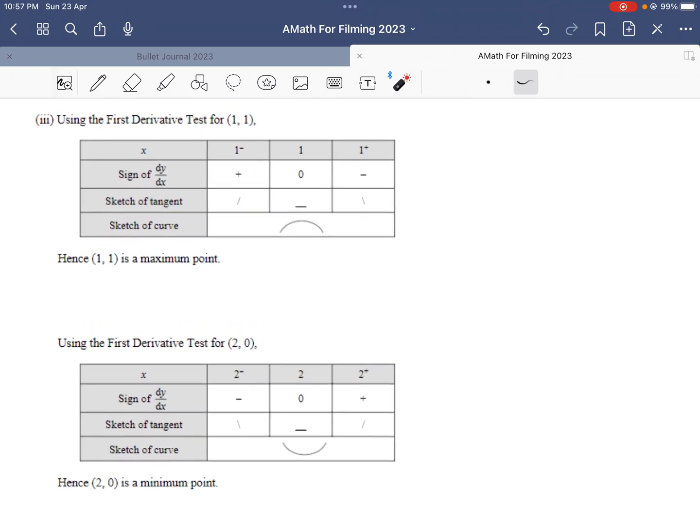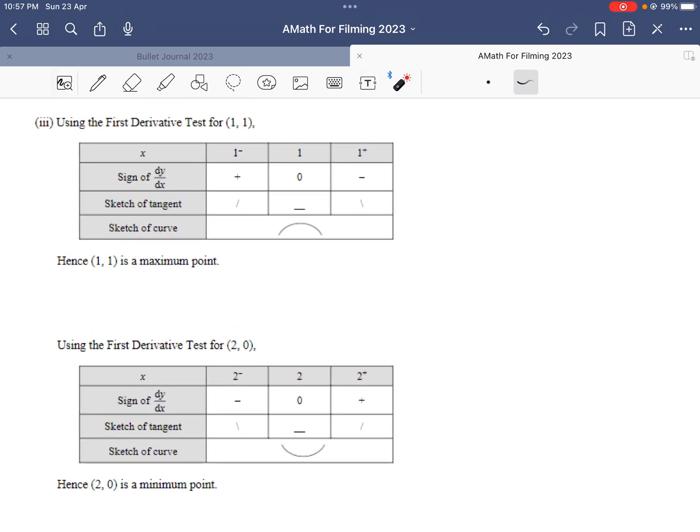Now, we need to determine their nature. If I were to use the first derivative test for (1, 1), once again, 1 minus is something slightly to the left of 1, so I can use the value x equals 0.9. Something to the right of 1 can be x equals 1.1. You notice that the sign of dy dx is positive, 0, and negative. Hence, positive is upward, negative gradient is downwards, so you join the dots and you find that this is a hill. So (1, 1) is a maximum point.